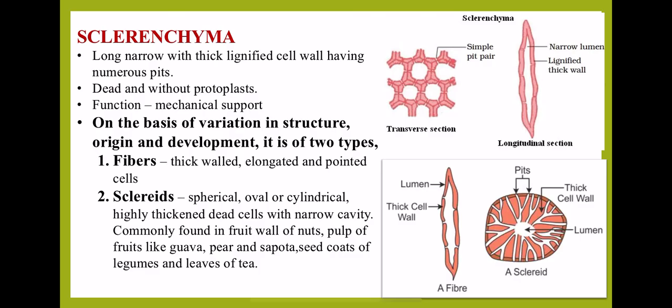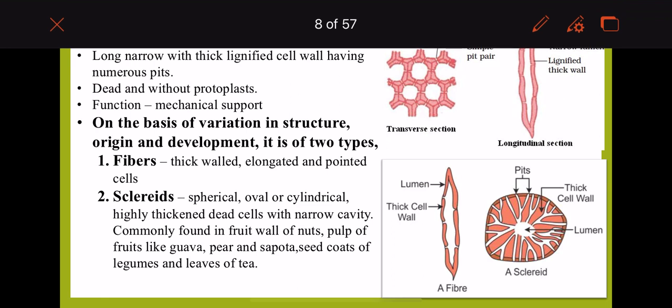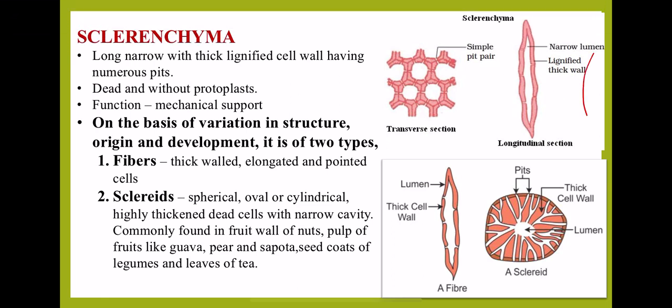The next type is sclerenchyma. Sclerenchyma is long and narrow with a lignified cell wall having numerous pits. At the cell wall it has lignin deposition, but at some points the lignin deposition is not there. That opening is called the pits, and it is a dead cell without protoplast. Hence, it is a non-living cell.